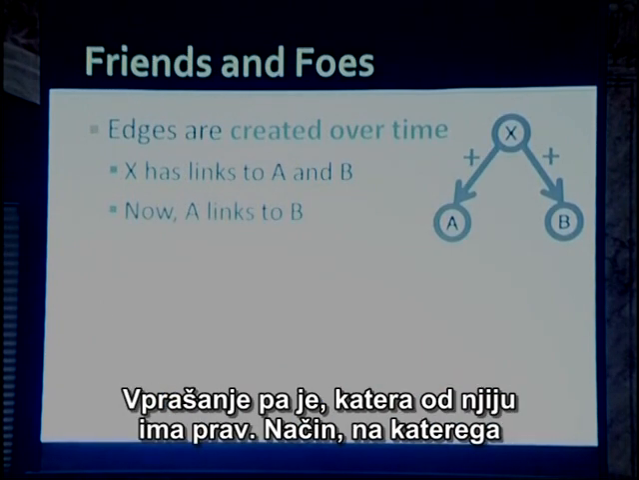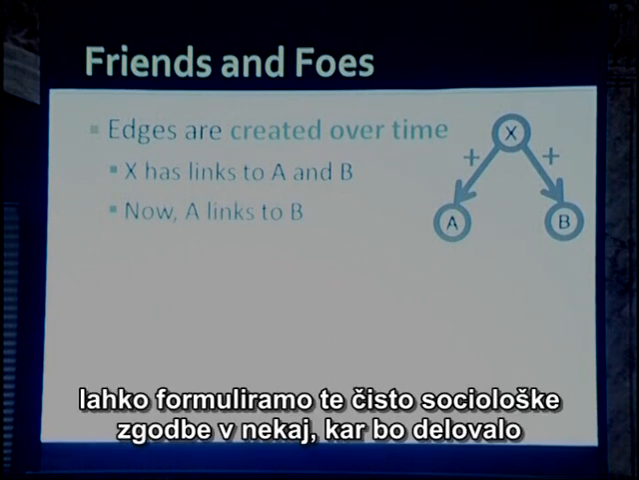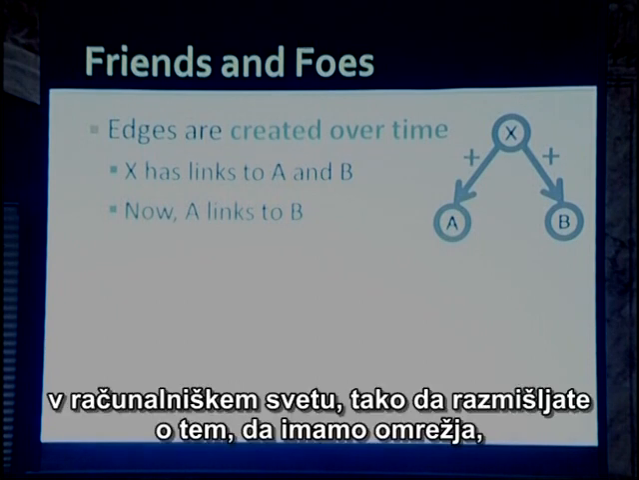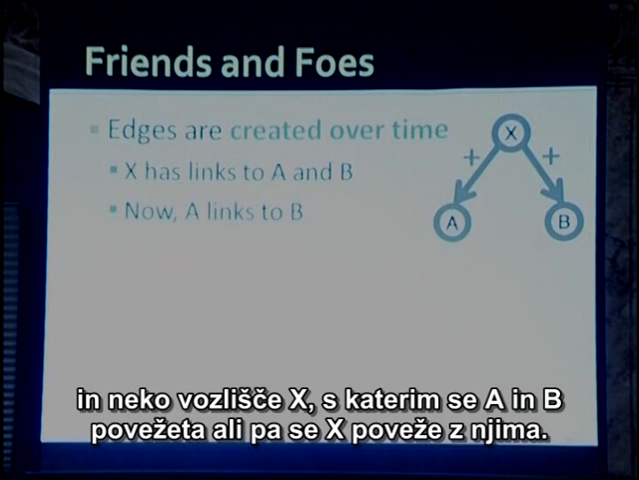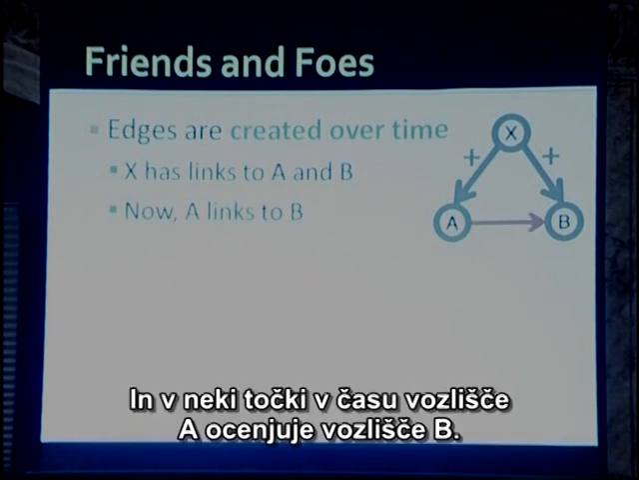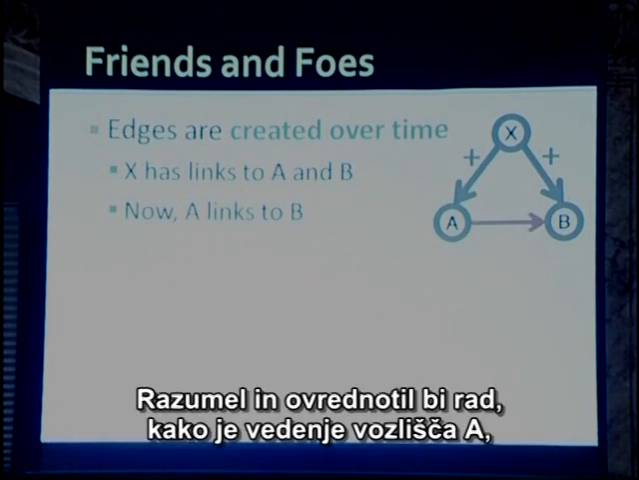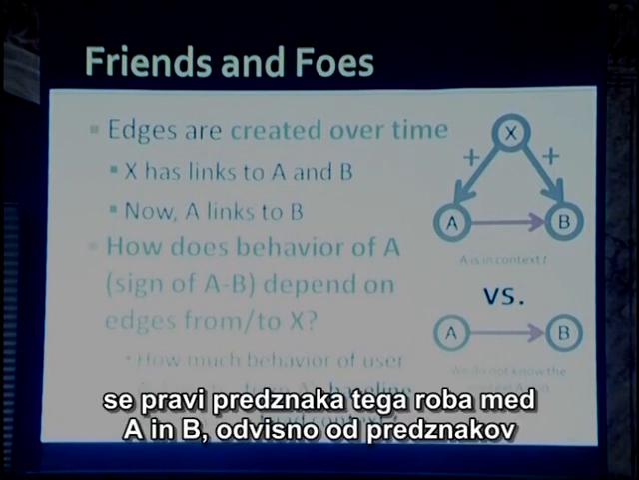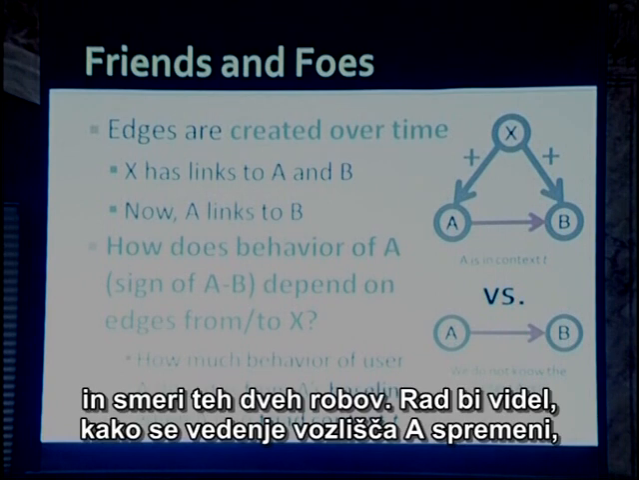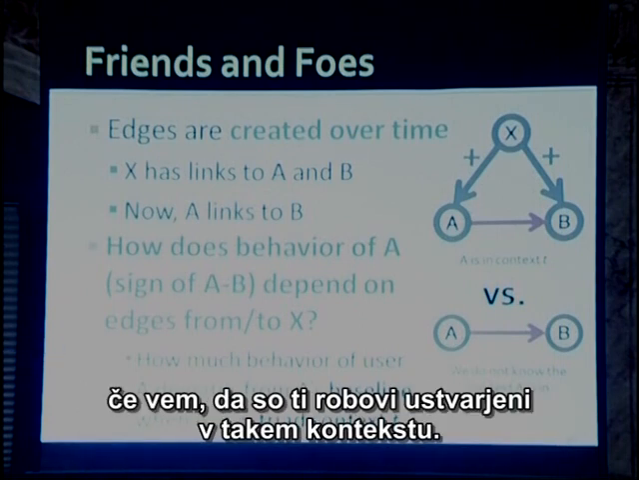The way you can formalize these two sociological stories into something you can actually compute over is to think of networks that evolve over time. I have a particular pair of nodes A and B, and there is some X that these two nodes link from, or are linked to by. At some point in time, A evaluates node B, so this red edge occurs. What I would like to understand or quantify is how the behavior of node A, basically the sign of this edge AB, depends on the signs and directions of these two edges. How does the behavior of A change if I know that this edge is created in this kind of context?